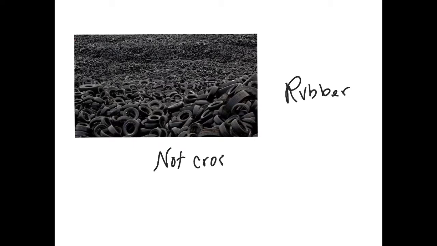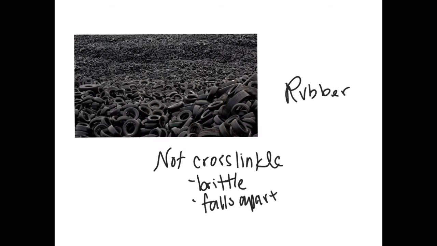Not cross-linked. Basically, it can get really brittle and it falls apart really easily. And we don't want that, especially, I mean, our cars are traveling on this rubber, right? And it gets brittle in the cold weather. And then in the hot weather, you have different problems. It can kind of stick together, and we don't want that either. So we want rubber to be cross-linked so that you can have a more sturdy material.